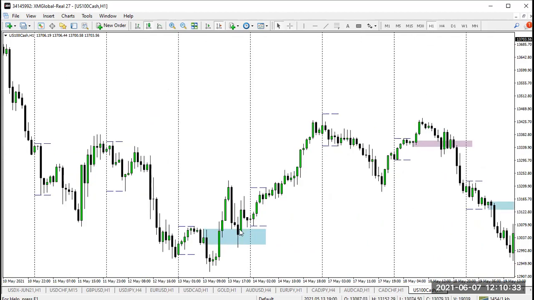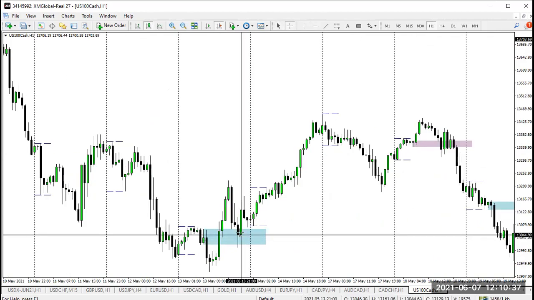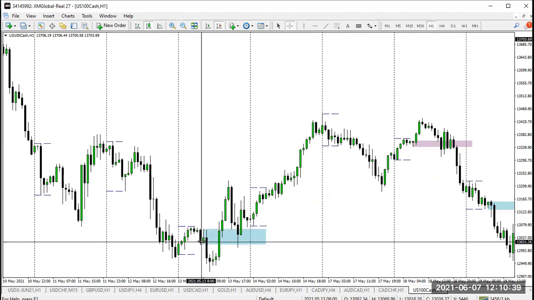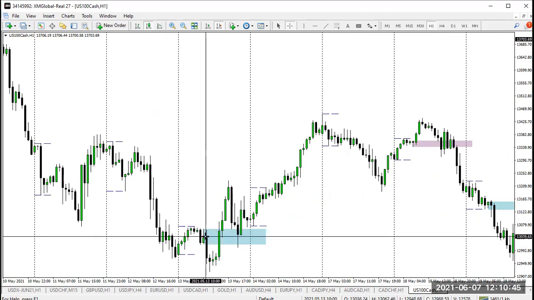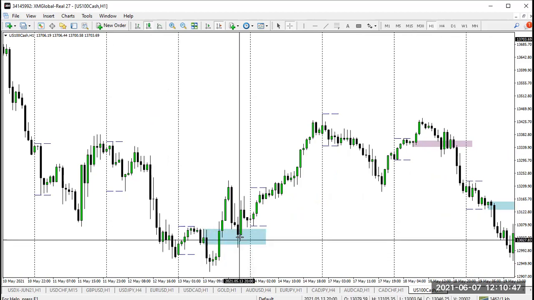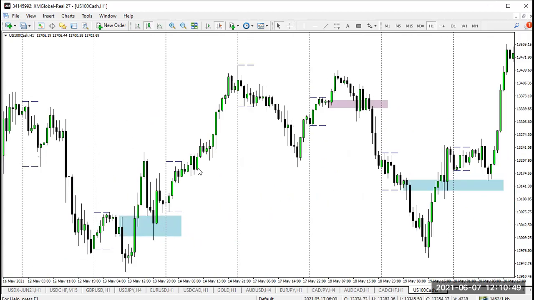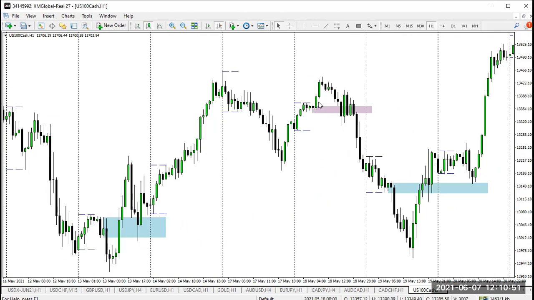And another example here. Sometimes you can see that this candle went past the breaker block, but it closed above, so it's still valid. This is still a valid breaker block. Why? Because price closed above. And here, this is a clear breaker.